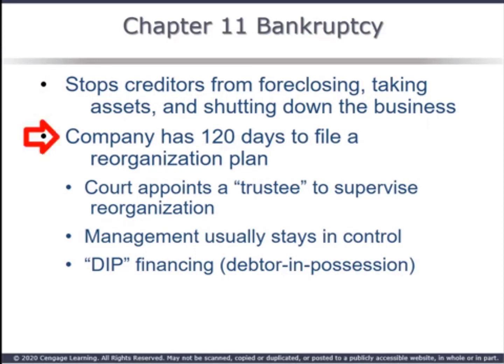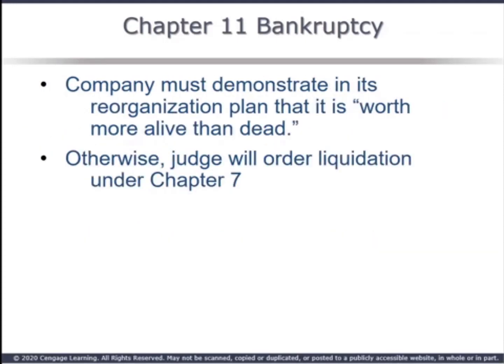It allows the business to continue to operate with 120 days to file a reorganization plan with the court. Management usually stays in control with a court-appointed trustee overseeing operations. Prior to the Chapter 11 filing, firms usually arrange for DIP, debtor-in-possession financing, to fund operations while they work out a reorg plan. The reorganization plan must demonstrate that the firm is worth more alive than dead. Otherwise, the court will order a liquidation.